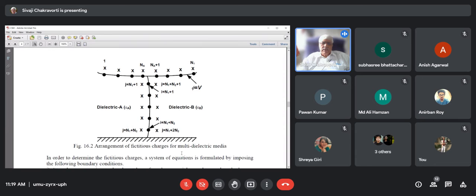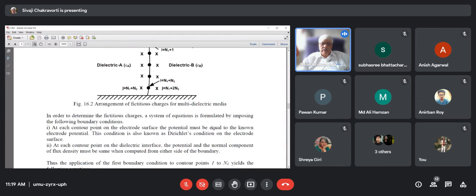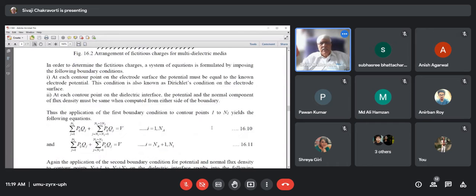Because the total number of points is n2, there will be 2 n2 number of charges. So it is n1 plus 2 n2. And to solve for that, we need n1 plus 2 n2 number of equations. How do I get it?